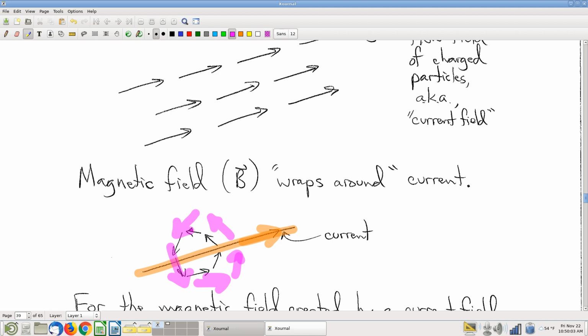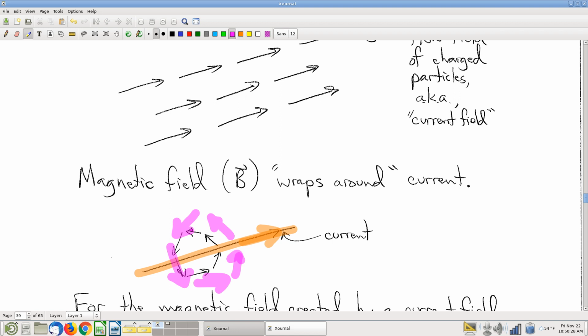Now let's generalize the idea of current. Oh, by the way, which way does the magnetic field go? There's a kind of right-hand rule. They actually call it that. If the current is going in the direction of your thumb, then the direction that the fingers of your right hand curl around is the direction that the magnetic field goes around.